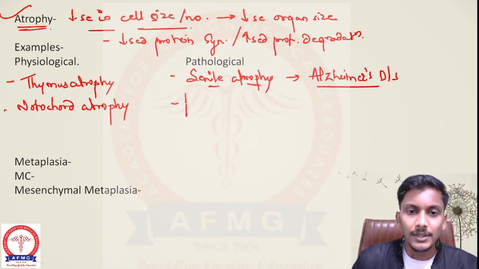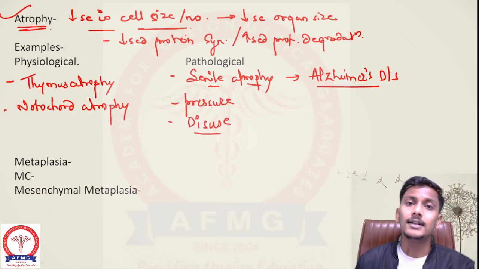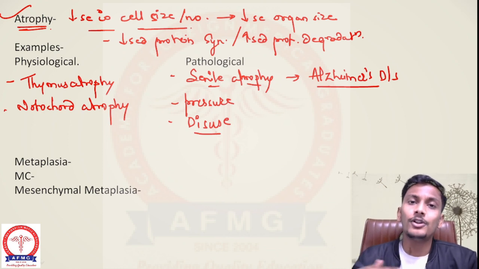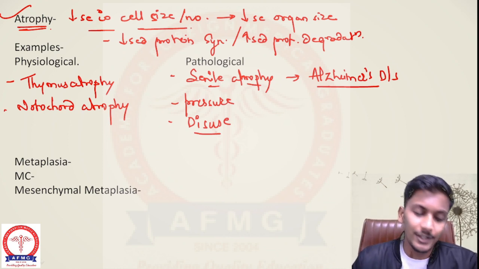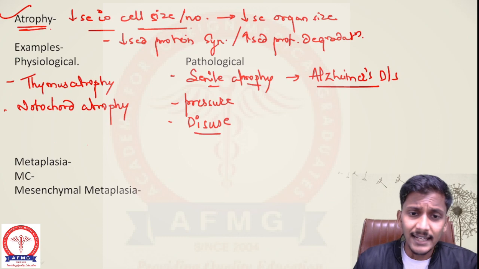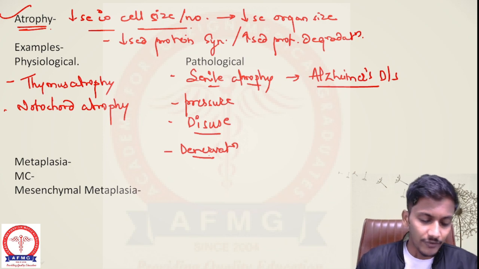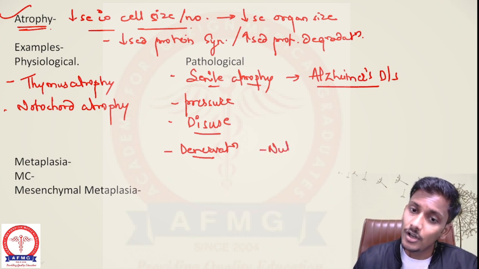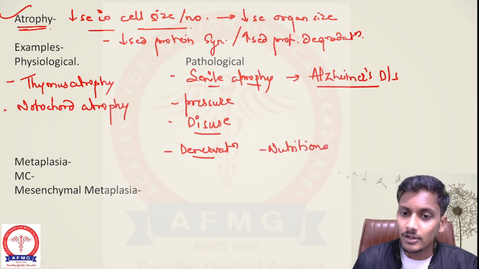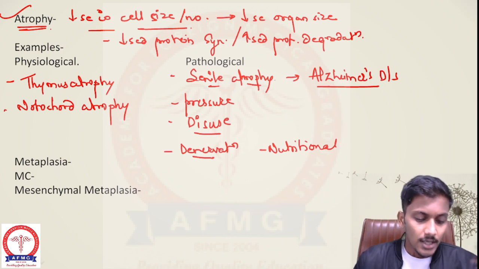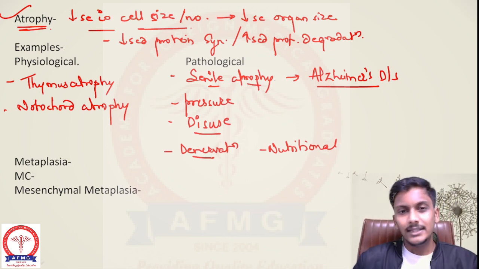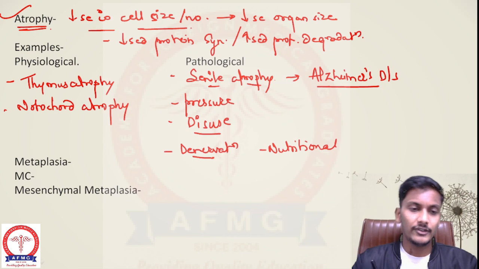The other examples would be pressure atrophy. There can be disuse atrophy. Disuse atrophy is important. It occurs in limb muscles after prolonged immobilization of that particular limb. Then there can be denervation atrophy, which is due to the nerve supply being cut. There can be nutritional atrophy, which is seen in cases of kwashiorkor. So please remember, all of these are different kinds of pathological atrophy which can be seen.